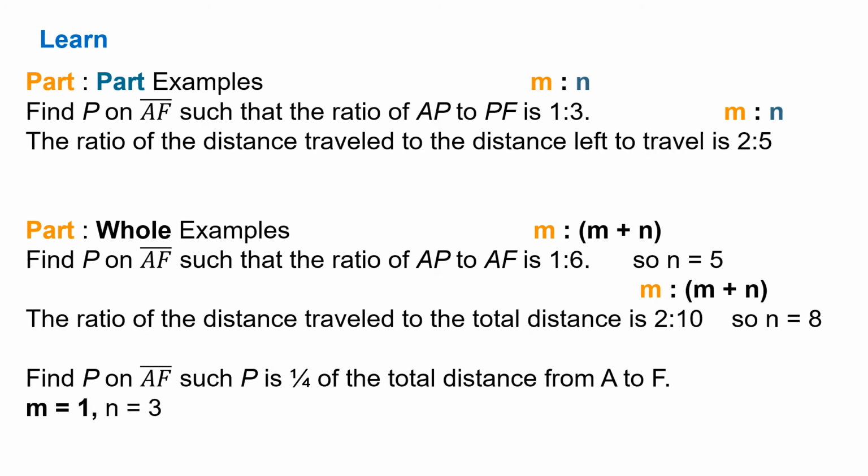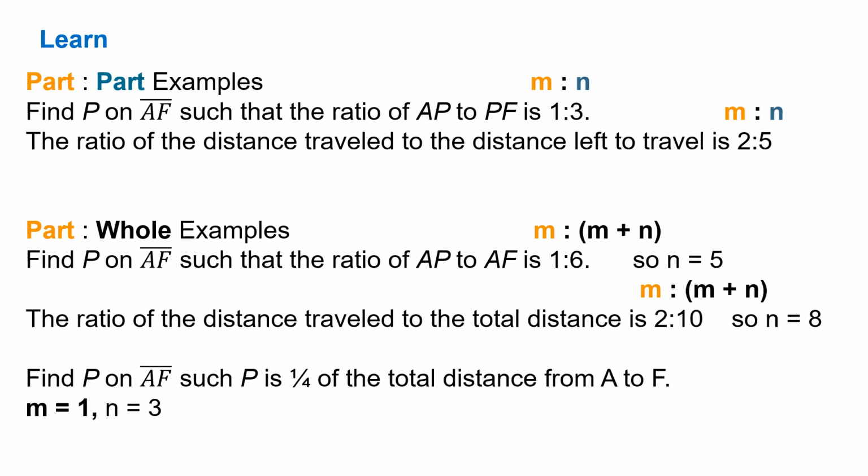In all of the previous examples, we have had a part-to-part relationship. It looks like this. Find P on line segment AF such that the ratio of AP to PF is 1 to 3. When we have a part-to-part relationship, it is easy to identify M and N. They are given to us in the ratio.